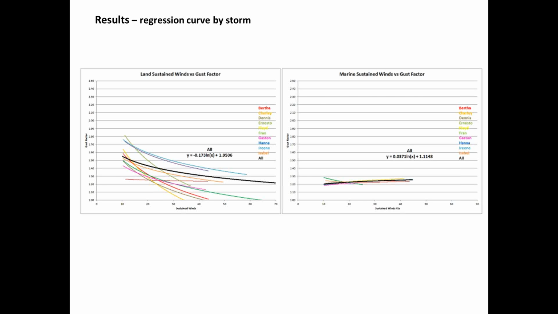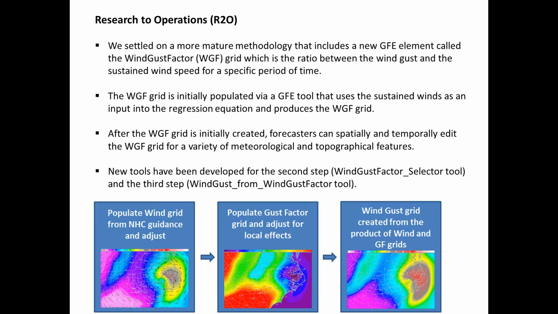Now, how do we use this data set? Well, we tried a whole bunch of options, including some simple tools in GFE and some more complicated things, and we eventually settled on a more mature methodology that includes a new GFE element or grid, which we call the gust factor grid. And that essentially is a ratio between the wind gust and the sustained wind for a specific period of time.